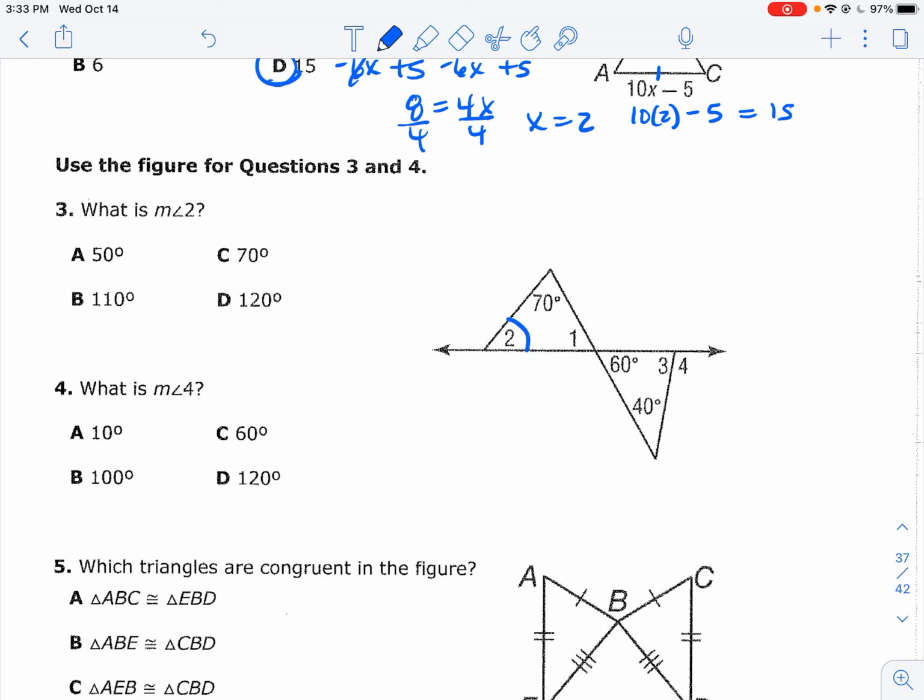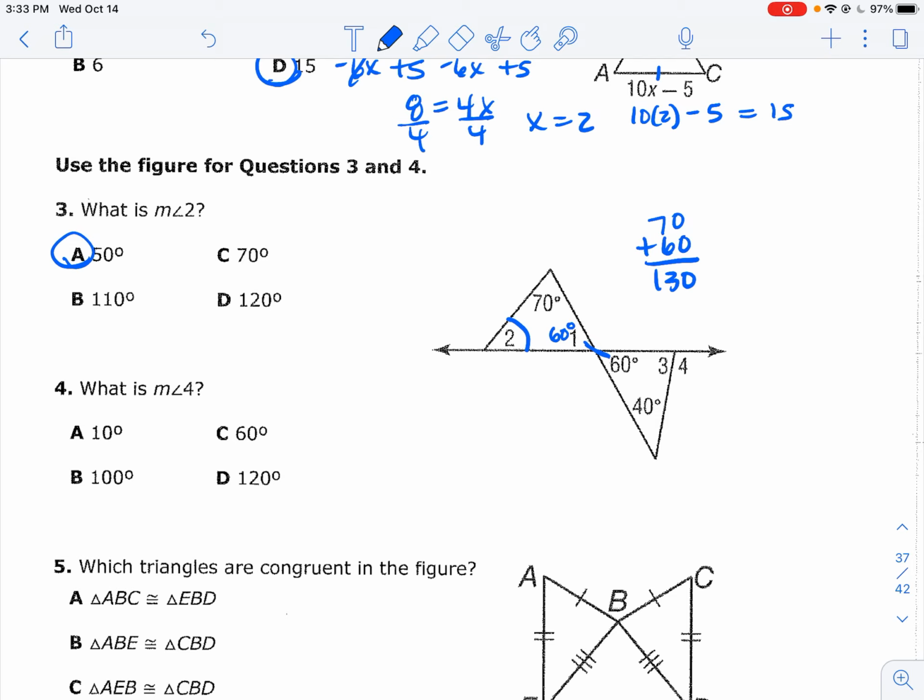In problem number 3, it wants us to use the figure, and it's asking for the measure of angle 2. All right, so let's see. By vertical angles, I can see that angle 1 is going to be 60 degrees. And the sum of the three angles in a triangle is 180. So 70 and 60 make 130. That means angle 2 must be 50 because 180 minus 130 is 50.